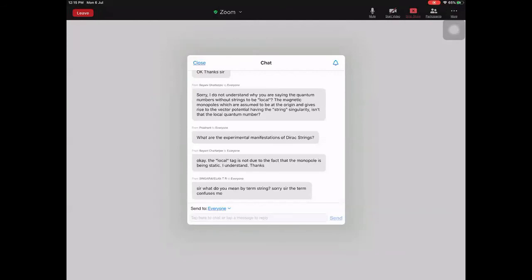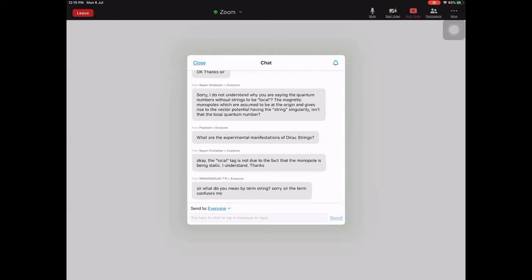There is a question by Prashant: what is the experimental manifestation of the Dirac string? We'll see. The short answer is quantization of electric charge. That's the whole point we are discussing. We will discuss those points.